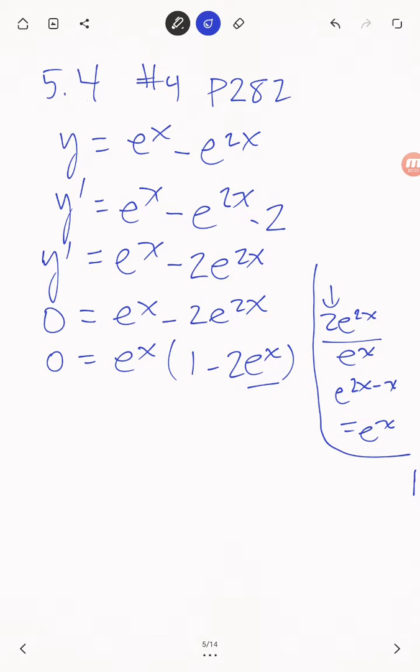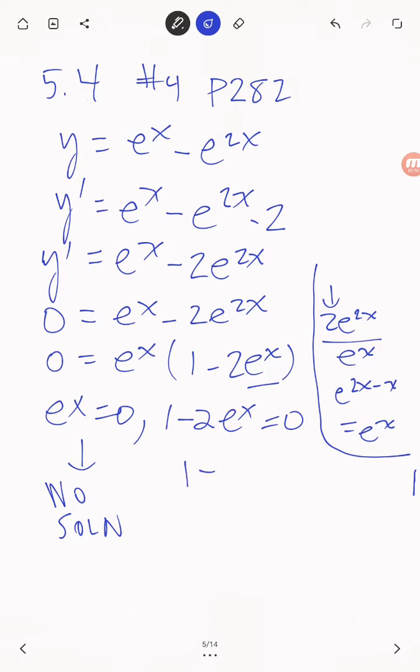So we have e to the x equals 0, or 1 minus 2e to the x equals 0. Does e to the x equals 0 have a solution? No, because you can't have a non-zero base to a power being equal to 0. That doesn't work. So no solution there.